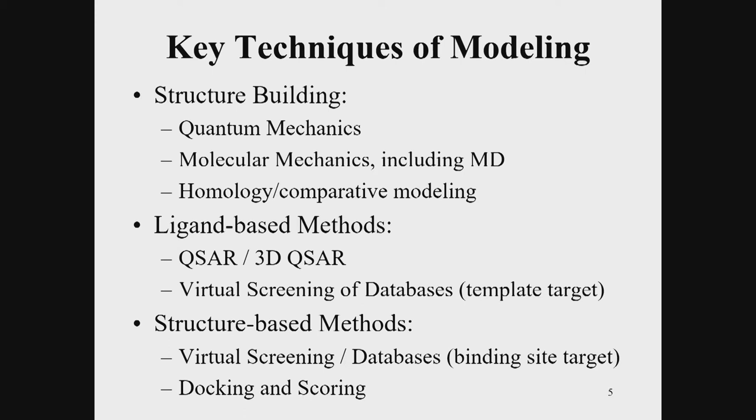And another model, which can be used to develop the three-dimensional structures of molecules, is called homology or comparative modeling, and that's a model where we look at the structure of known molecules and use those to predict the structure of unknown molecules or proteins. We're also going to talk about a couple ligand-based methods for drug design, not so much drug discovery, and we'll use two types of methods there, QSAR and its offshoot 3D QSAR, and we'll look at virtual screening of databases where we have a template, we have a known molecule, and we're looking for something similar to it.